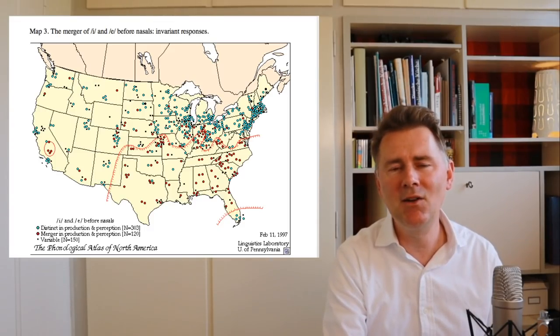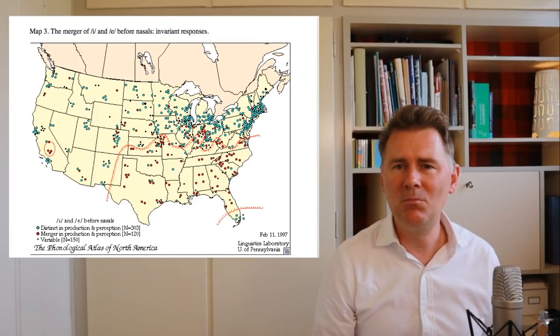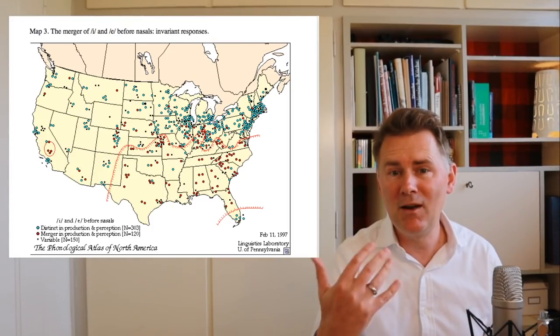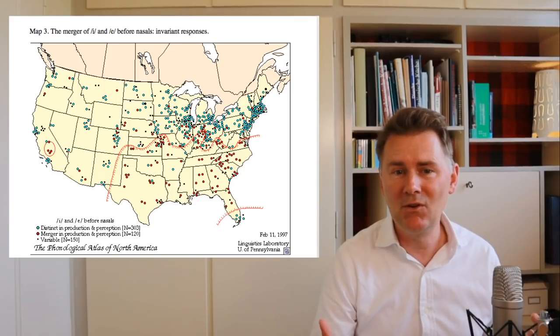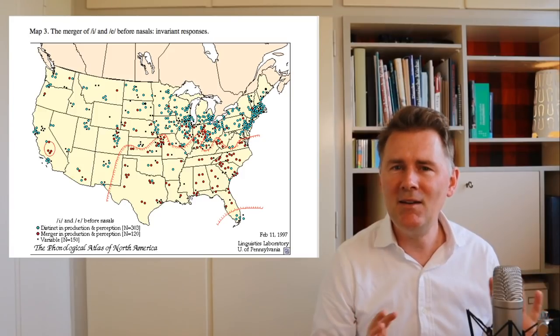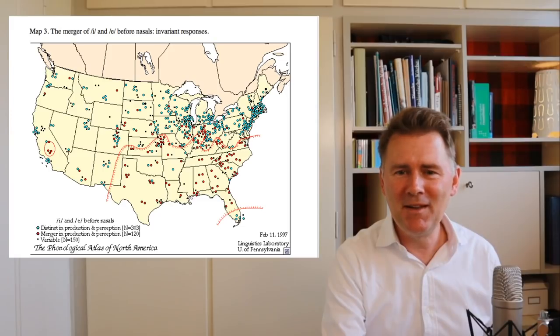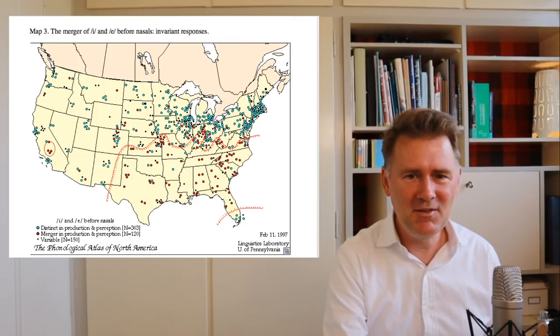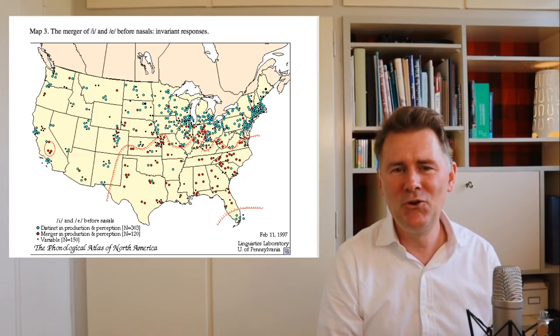So every red dot that you see on this map is a speaker who has the merger, both in production, in the way they pronounce their words, and also in perception, the way they hear words. The green dots are speakers who maintain a distinction between pen and pin. Now, I cannot really present this map without making a little comment about Florida. You see the southern tip of Florida does not have the pin-pen merger.